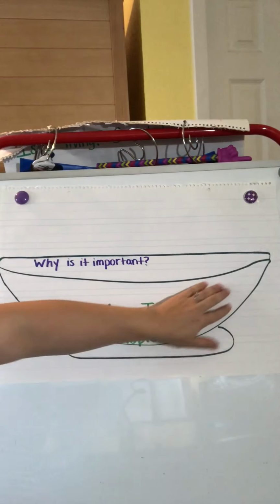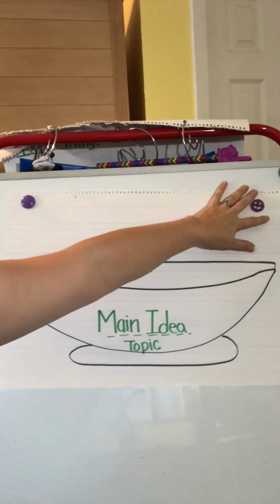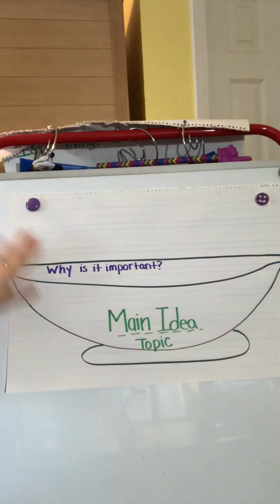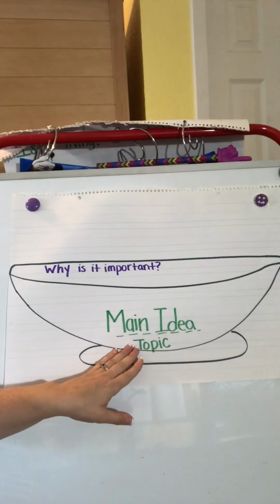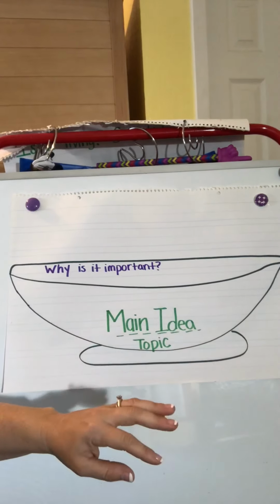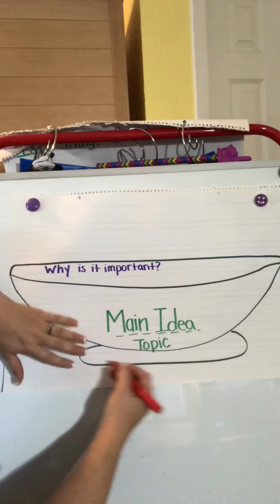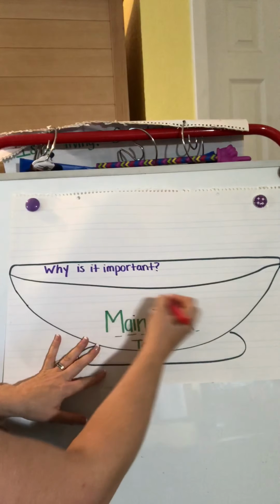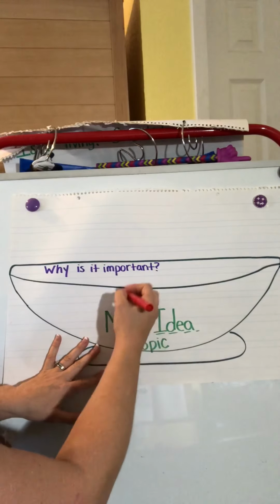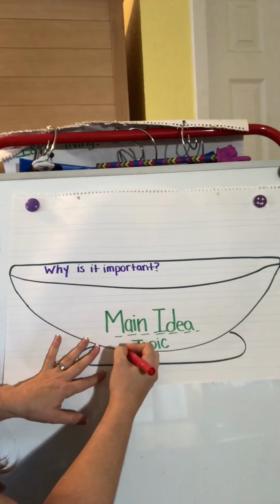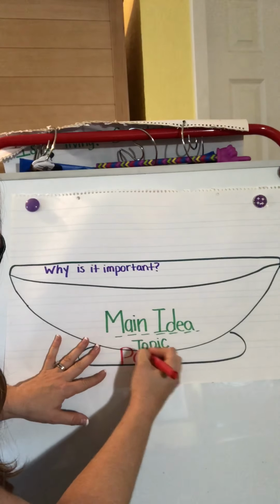So the main part, the front part of the bowl, is where I'm going to write the main idea or the topic of the story that we read yesterday. How many of you can remember? What do you think is the topic of that book yesterday that we read? You're right, ponds. So I'm going to find a spot. I could either write it right up here or down here. I think I'm going to write it down here. Ponds.